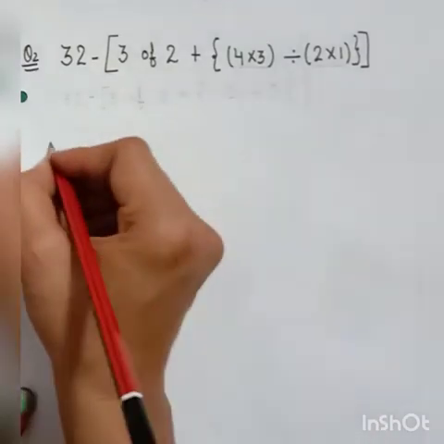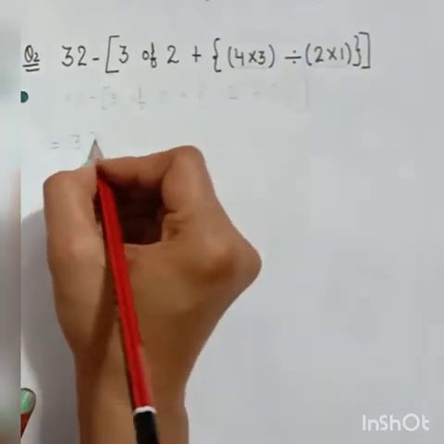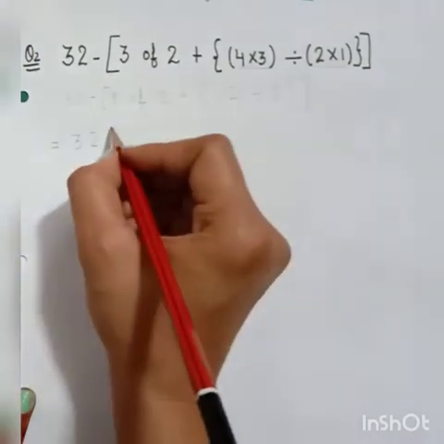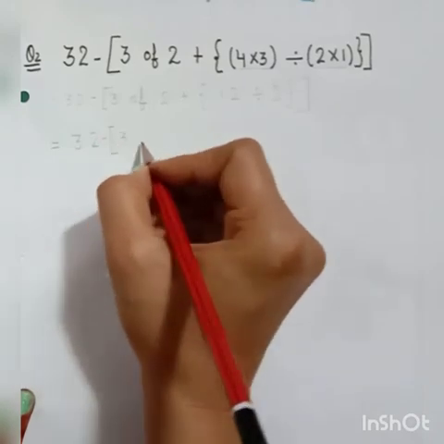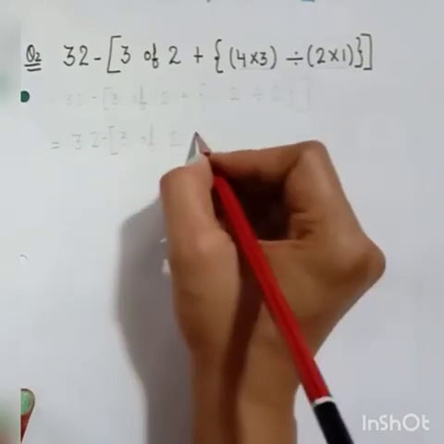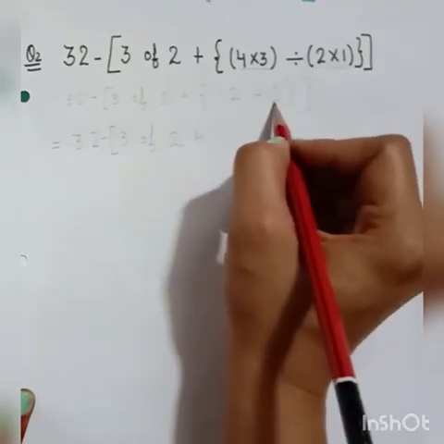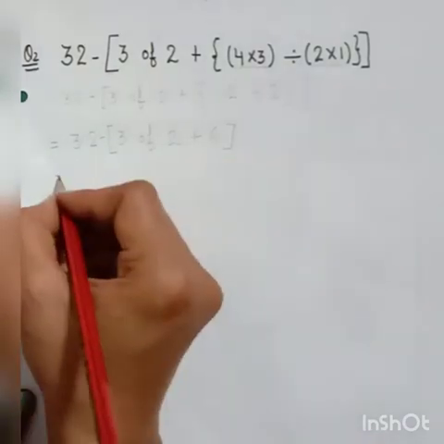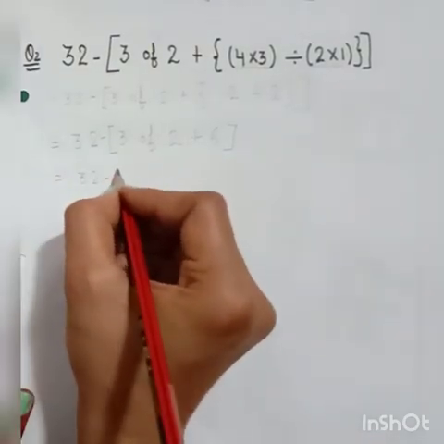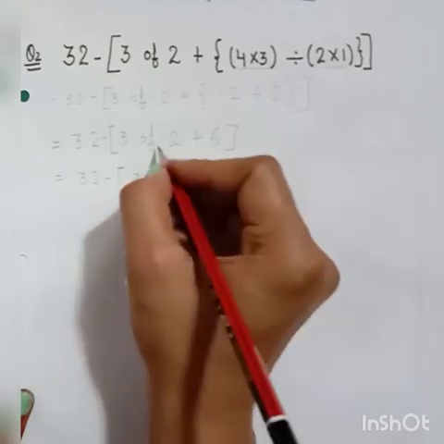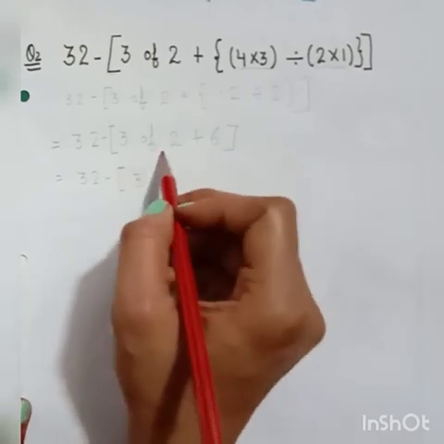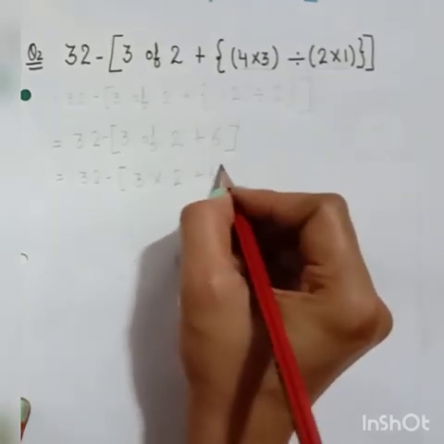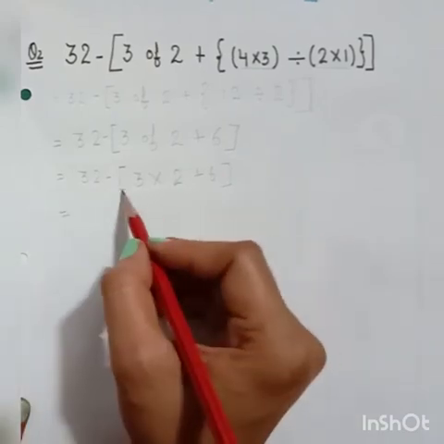Okay. Now second line, it's 32. Now you have to solve this bracket, as you have to solve the brackets first. Minus 3 of 2 plus, now when you divide 12 divided by 2, your answer will be 6. 6 and big bracket close. Okay. Now 32 minus, in bracket 3 of, I told you when there is of between two numbers, you have to put a multiplication sign. Multiply by 2 plus 6. Clear? Now you have to solve this bracket.